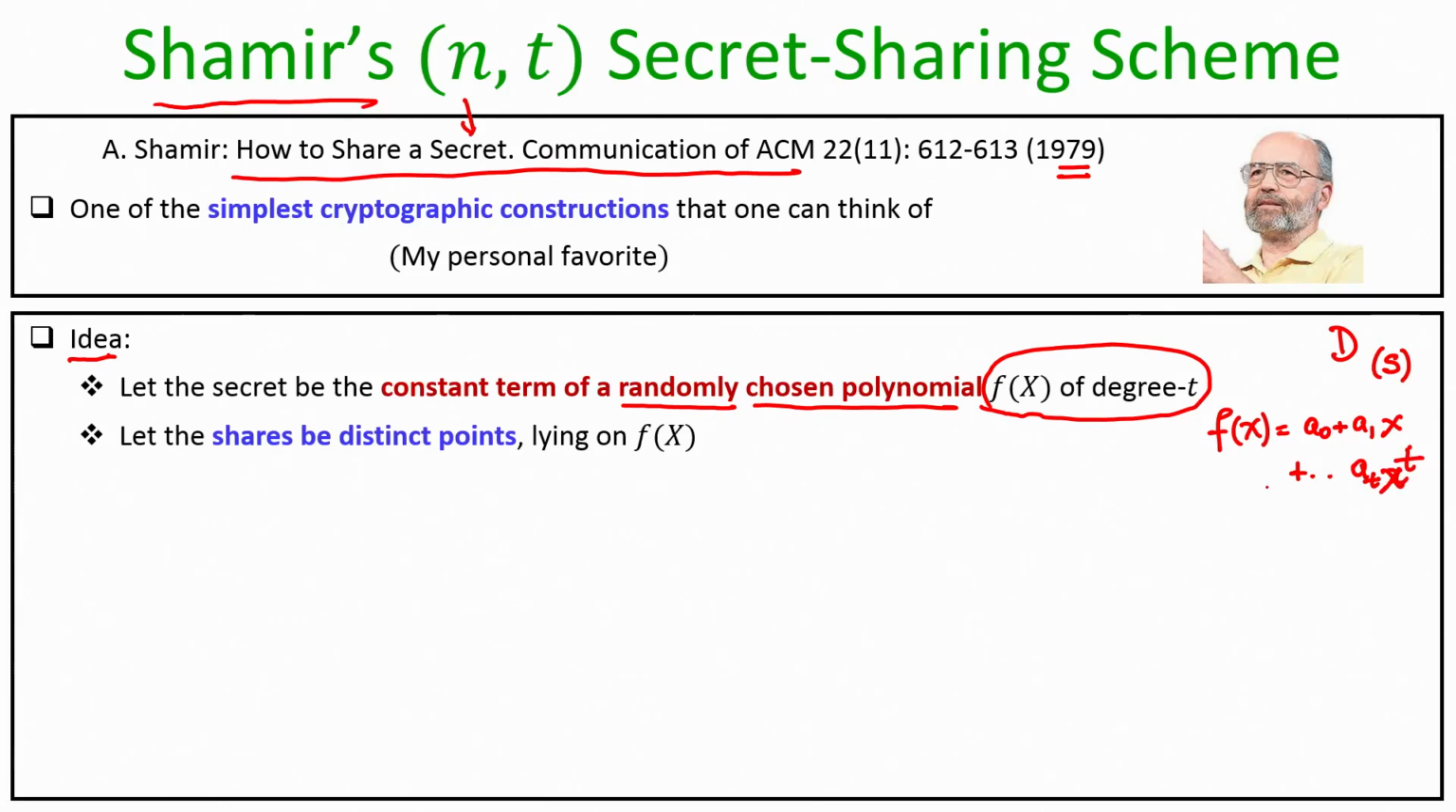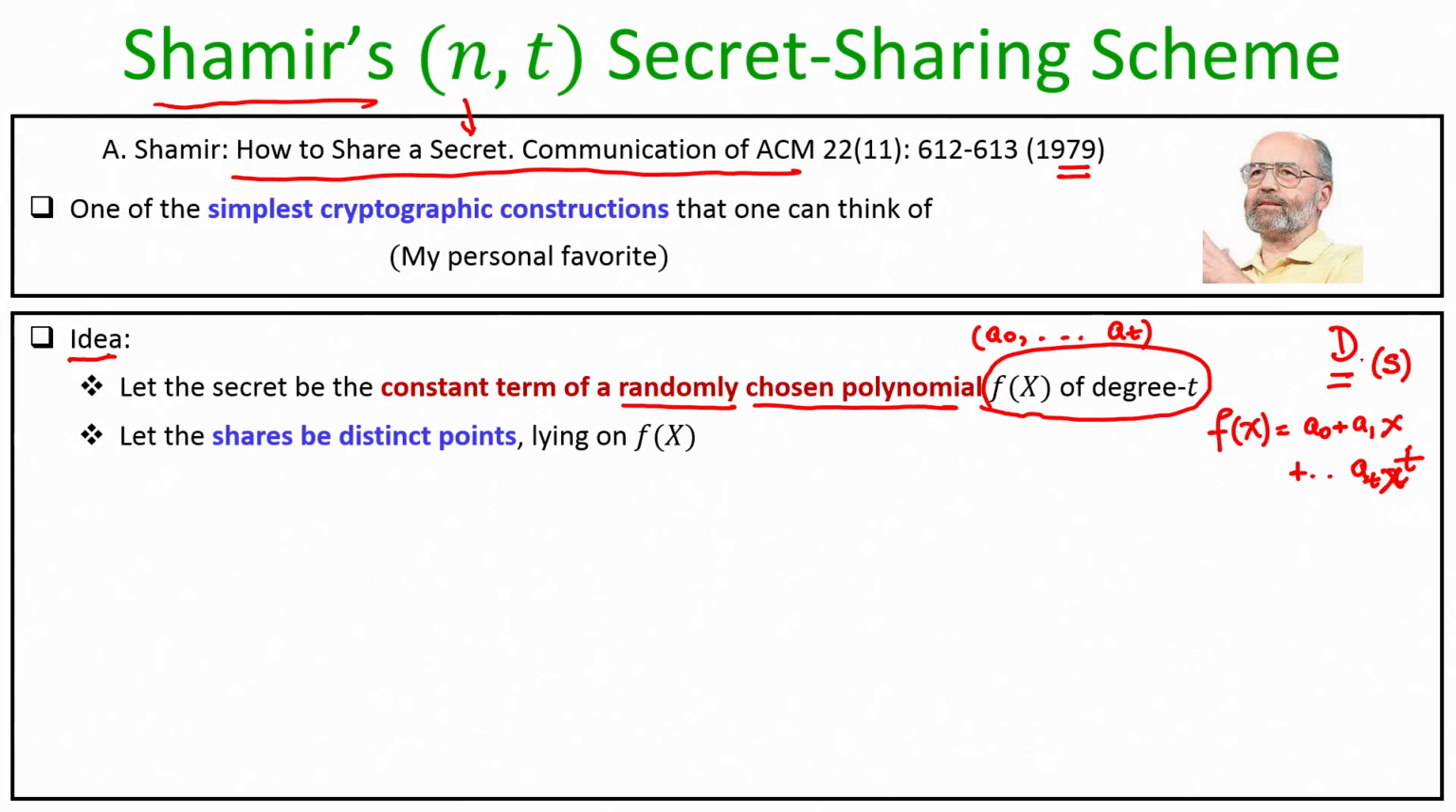When I say randomly choosing the polynomial, I mean that the coefficients a naught to a t are known only to the dealer and not to any shareholder. This does not violate the assumption that the algorithm description is publicly known. The algorithm is publicly known. What is the algorithm here? Choosing a polynomial randomly. That is the step, and that step is publicly known.